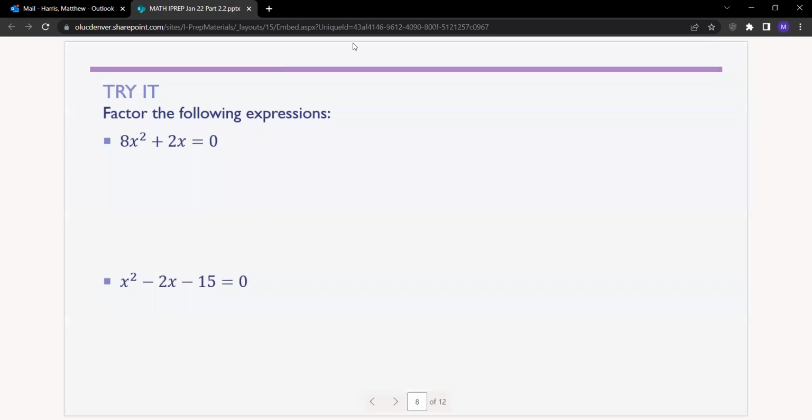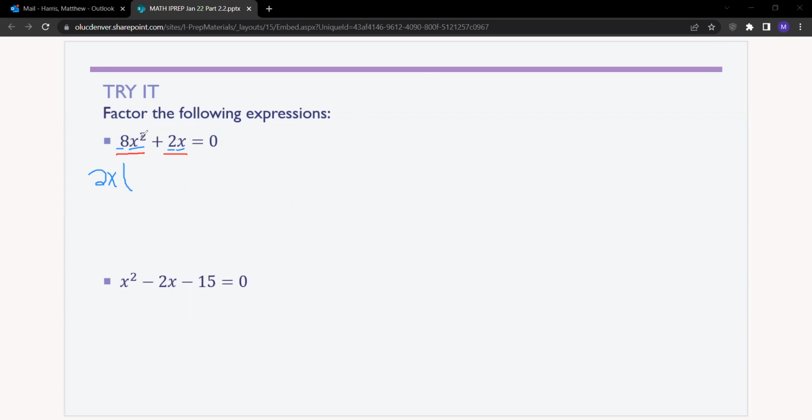So let's go ahead and try a couple examples together. So first we have 8x squared plus 2x is equal to 0. So you want to go through this expression and see what you can pull out of each term. So you have one term here and one term here. When you're thinking about what comes out, we have an x, we have a 2, and is 2 a factor of 8? Yes, so we can take out 2x. So we have 2x, and then whatever is left in here.